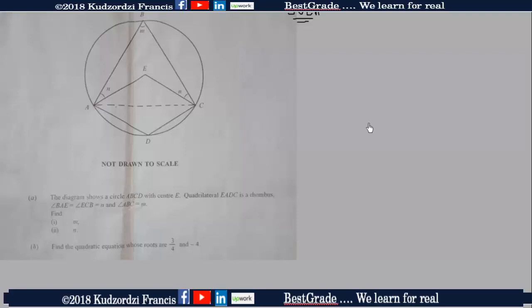So this is question number 12. We have the second theorem question over here, and we want to find the value of m and n. We're given that the quadrilateral EADC is a rhombus. So this quadrilateral over here is a rhombus.